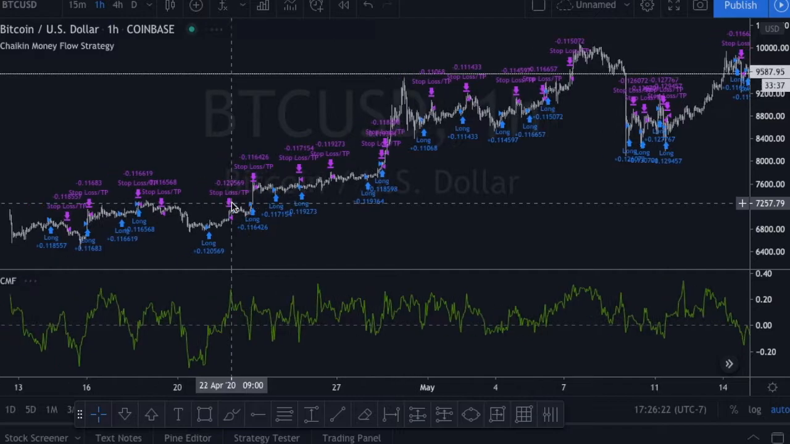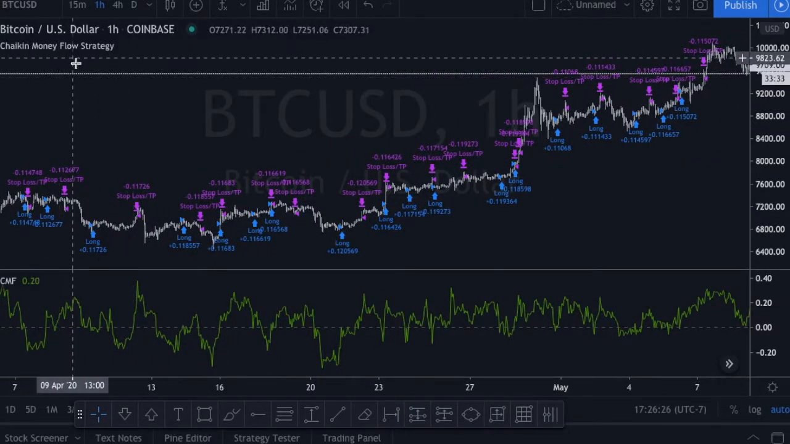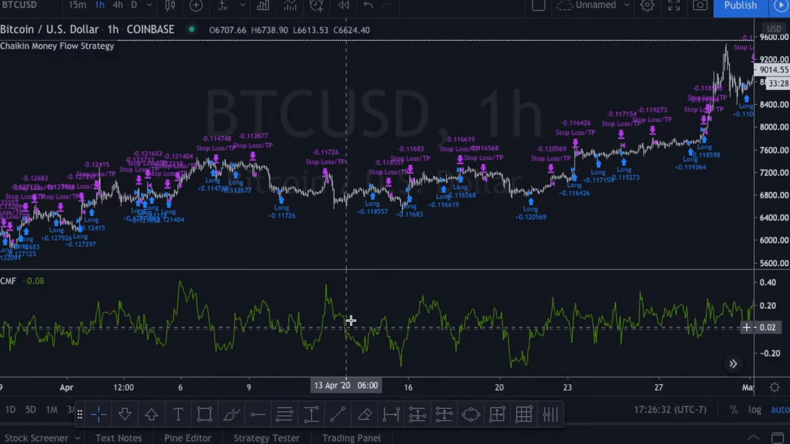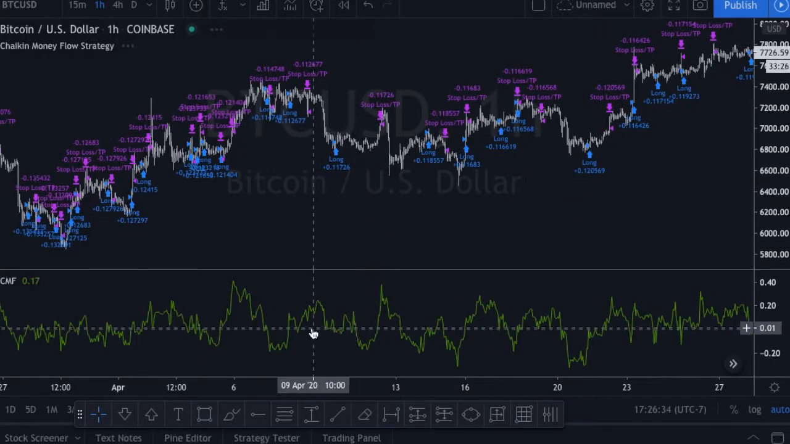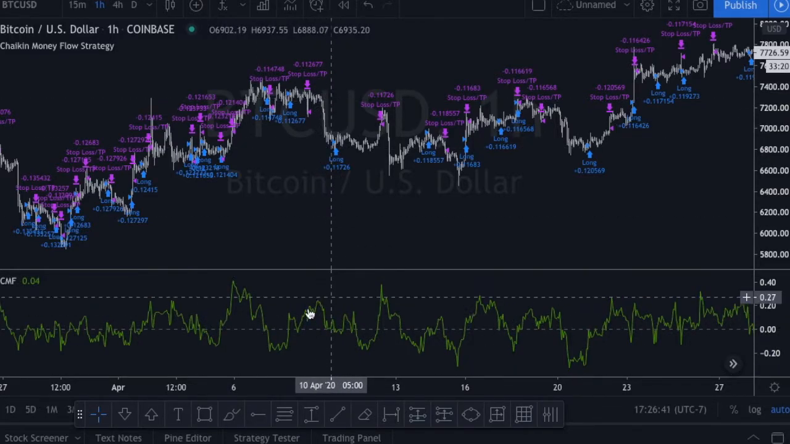In today's video, I'm going to show you what settings you're going to want to use when trading the Chaikin Money Flow Indicator. Now this is what the indicator looks like. It's an oscillator that oscillates around the zero line, and all we're doing for this back test is we're going to be taking a buy position whenever the green line here crosses above the zero line.